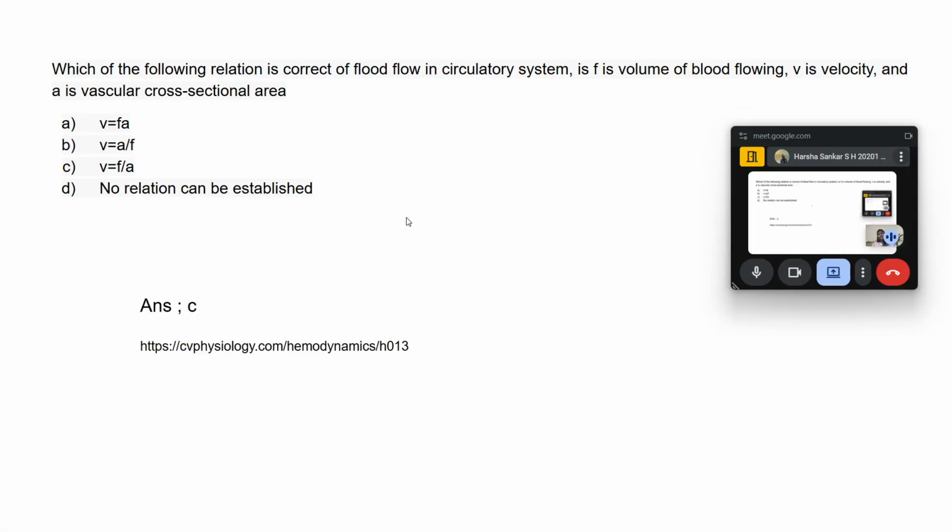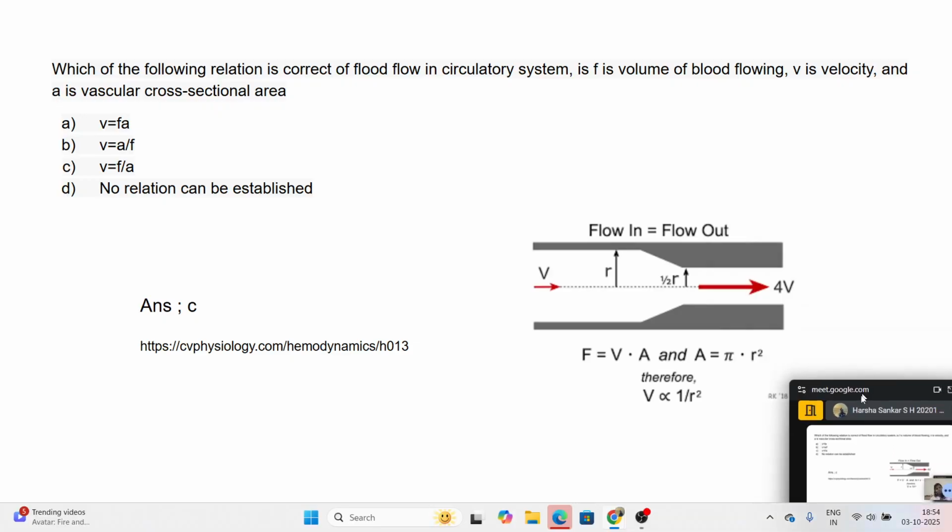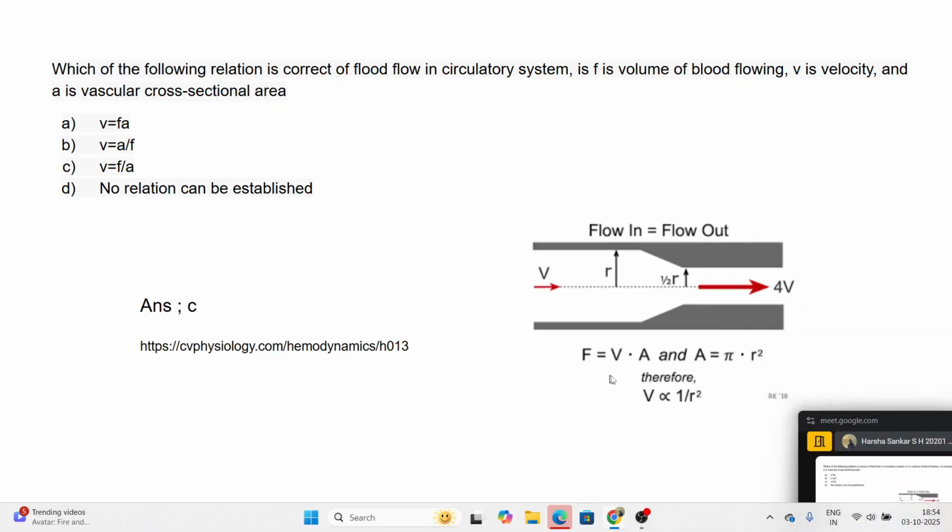So the correct answer is C. V is equal to F by A. V is velocity, F is the blood volume flow, divided by the cross-sectional area. V is equal to F by A. Remember, okay? Otherwise, we can say F is equal to V into A, velocity into area.